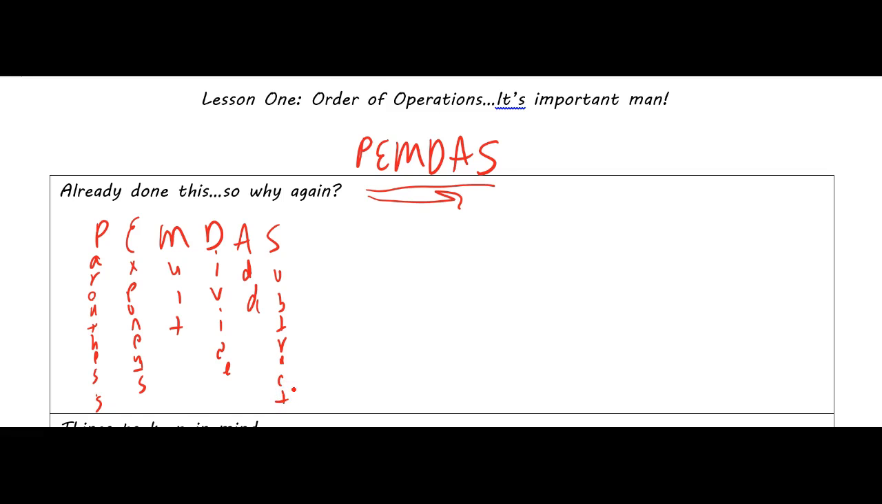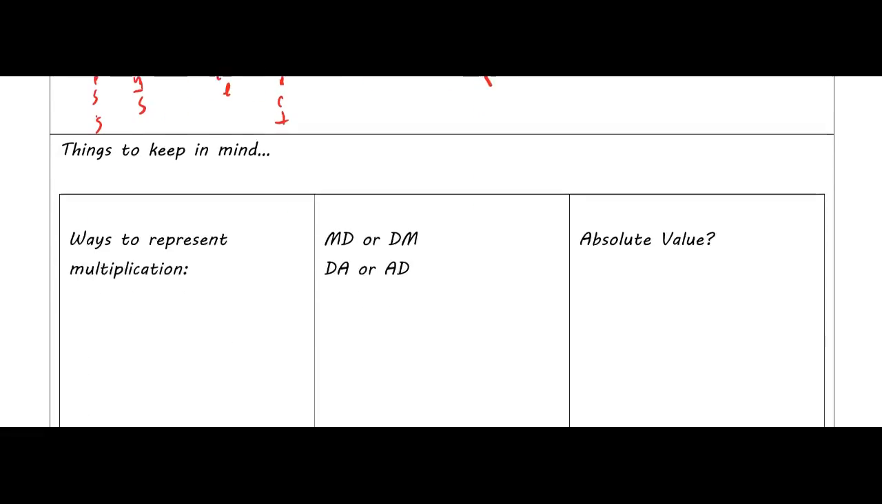Okay, and this is an acronym, and you probably learned a little saying to help you remember it. I always learned, please excuse my dear Aunt Sally. Well, nobody's named Sally anymore, so maybe we call it Sarah. Please excuse my dear Aunt Sarah. I don't know. Say whatever you want. You can make up your own sentence too. Anything that's going to help you remember this order, okay? And so let's talk about things to keep in mind.